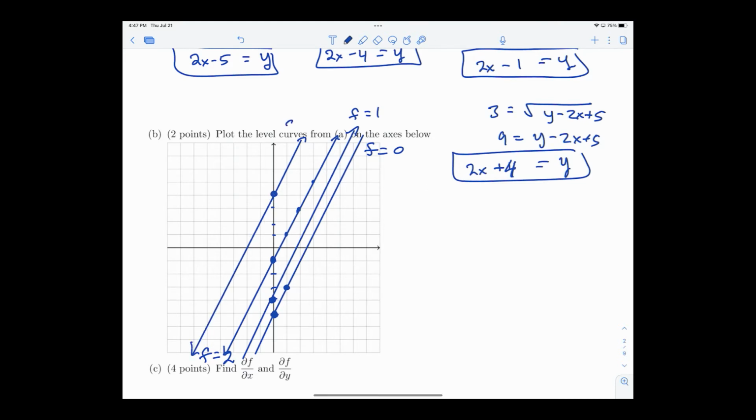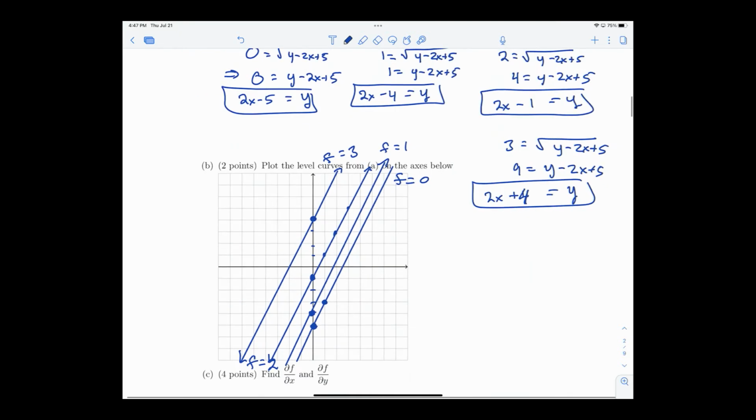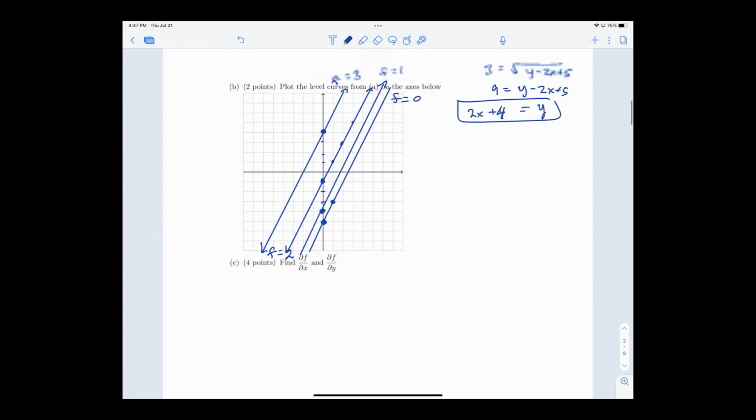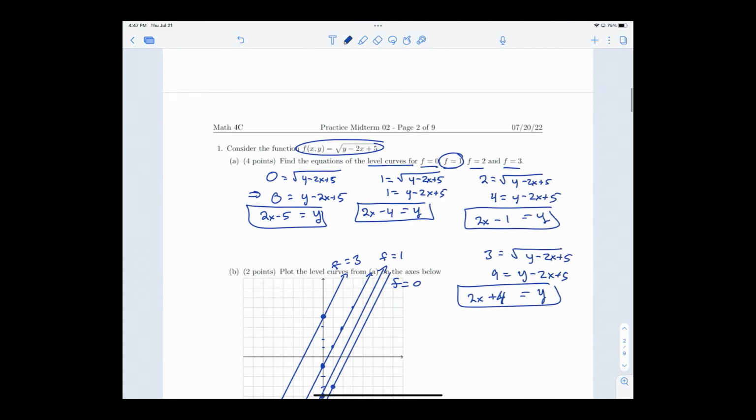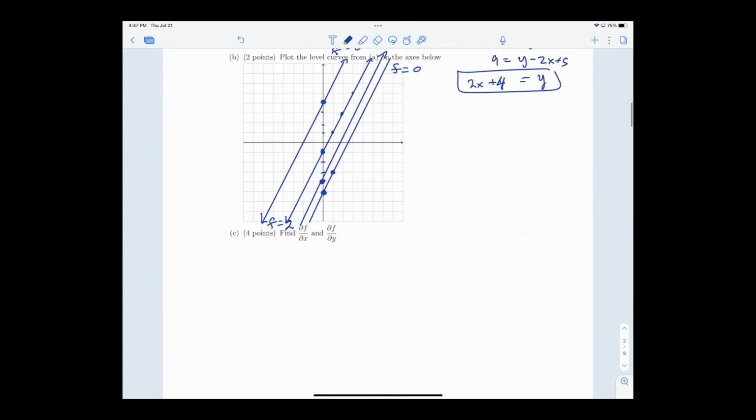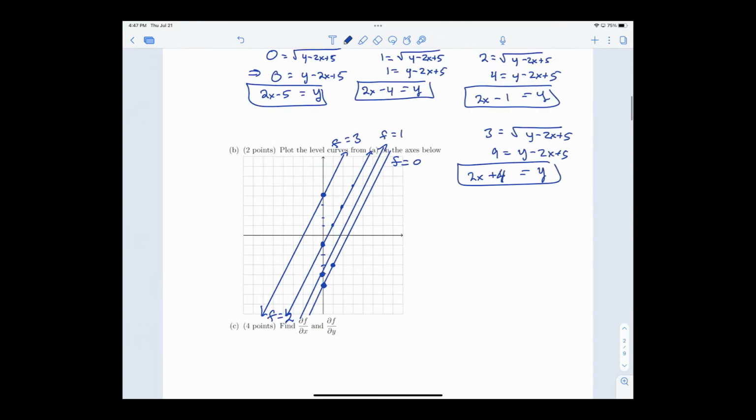Right, f equals 3. So those are the level curves. Yeah, those are the level curves. The end. What's next? So then we have to find partial derivatives with respect to x and y.